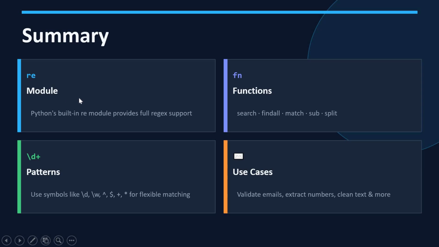So, summary: re is a predefined module, the Python built-in re module that provides full regular expression support. \d will check pattern matching for digits, and that should have a plus. And the functions we have are search, findall, match, sub, split.